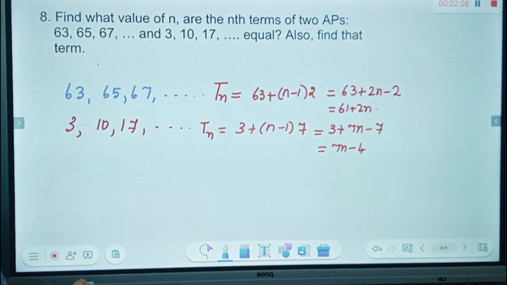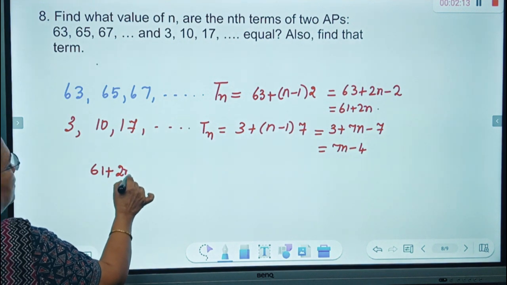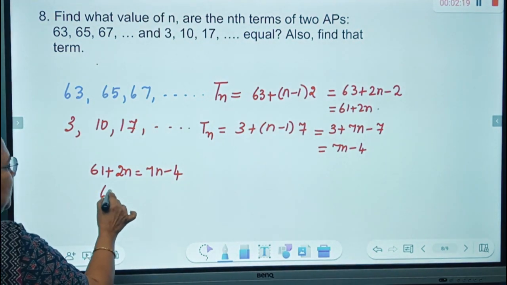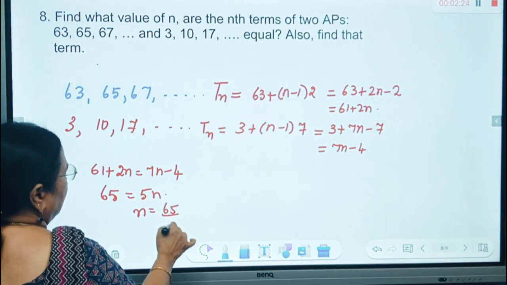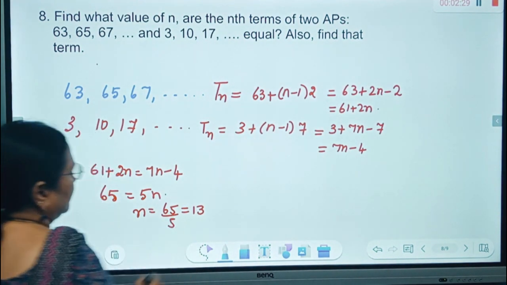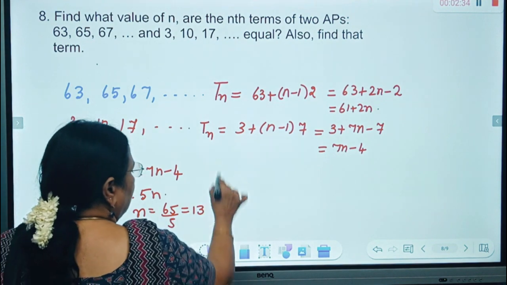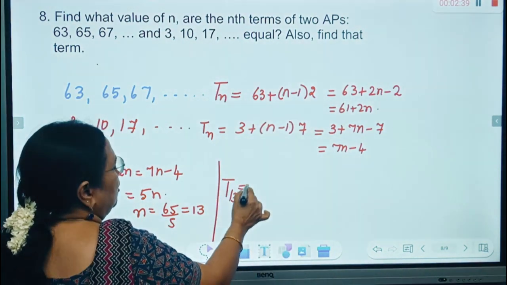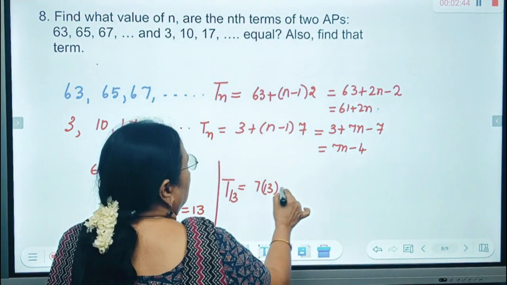Okay, for some n, the nth terms are equal. So 61 plus 2n equals 7n minus 4. So 65 equals 5n, or n equals 65 by 5. So 13. Now they also asked you to find that term. So what is the term you have to find? T13. For T13 both are equal, so you can substitute in any of them. I am substituting here 7 into 13 minus 4.